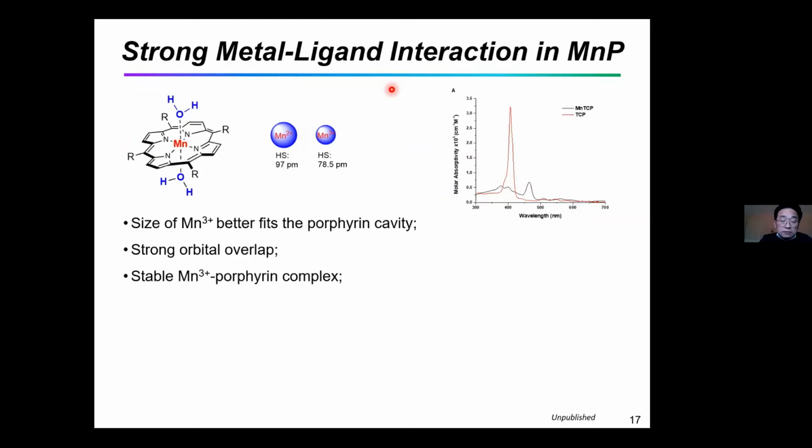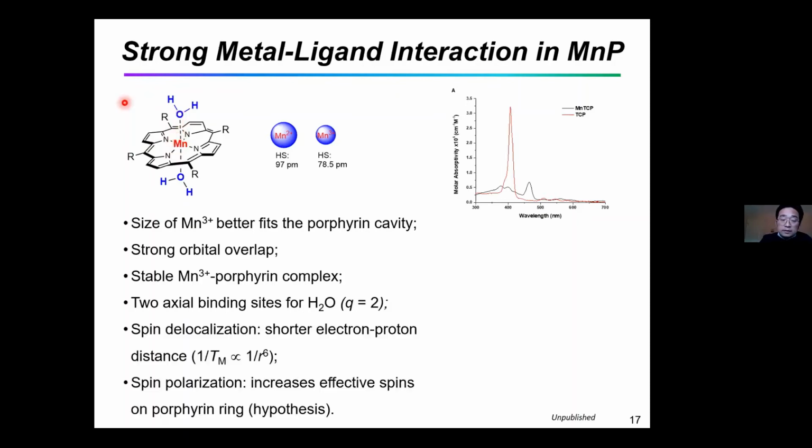This orbital overlap would greatly stabilize the manganese 3+ complex, and stabilize the structure even with just four nitrogen coordinations. This leads to the two water coordination sites being rapidly exchanged. The interaction could also lead to spin delocalization, which means the electrons in the porphyrin could exchange with the manganese spins, and that could shorten the electron-proton distance.